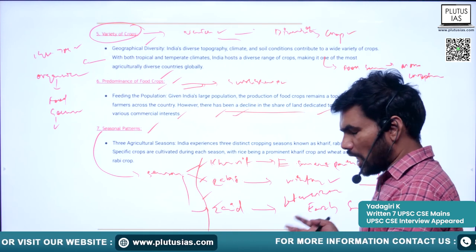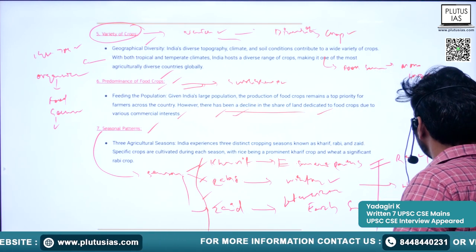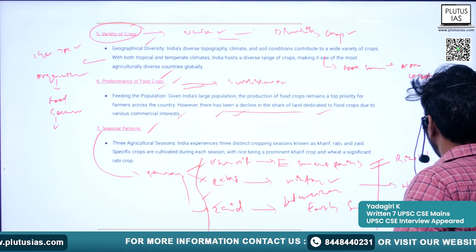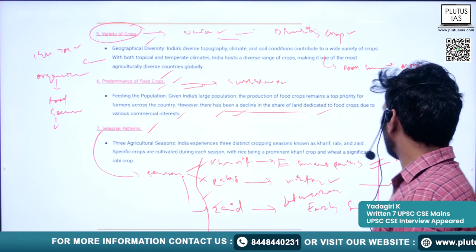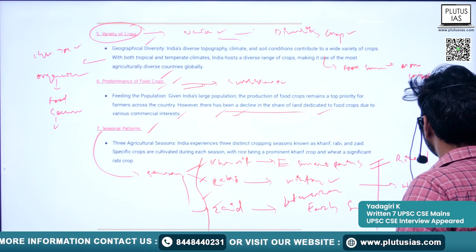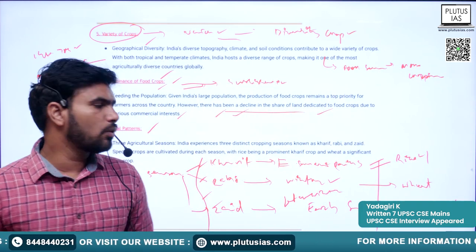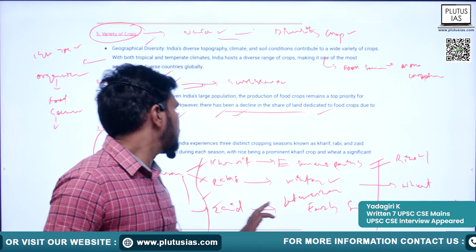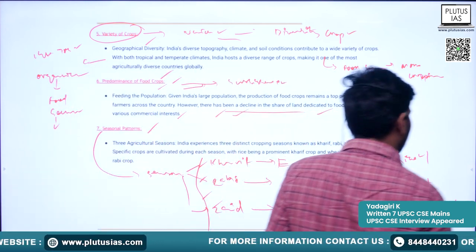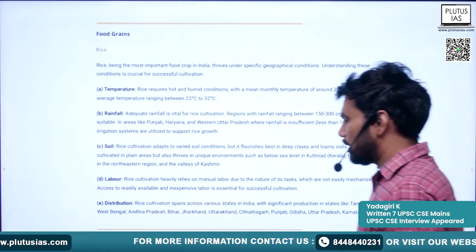When we come to Zaid, vegetables are grown extensively, and also some fruits like watermelon, etc. are grown in the Zaid season. So this is about the agricultural seasons in India.